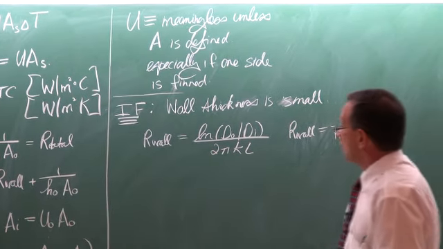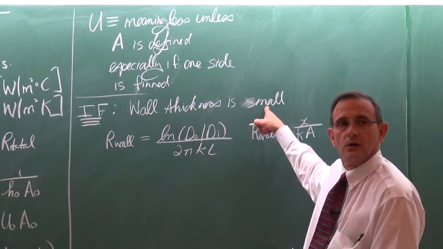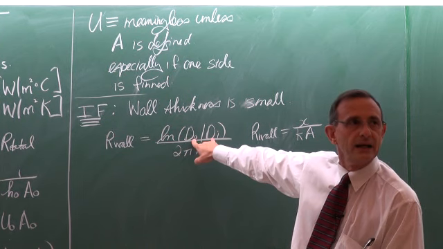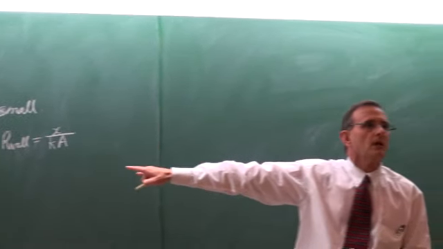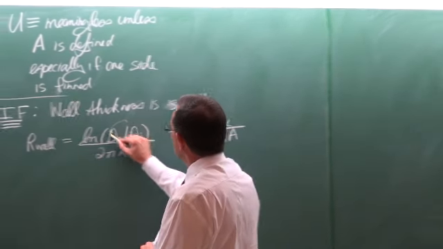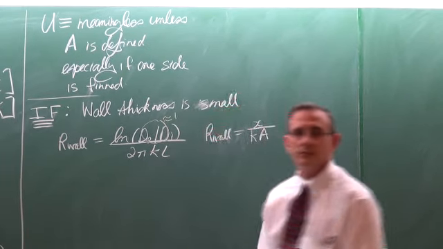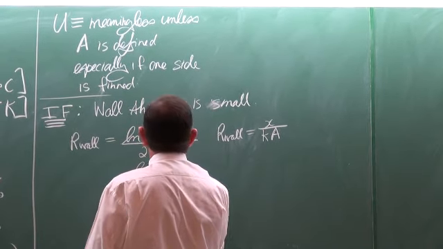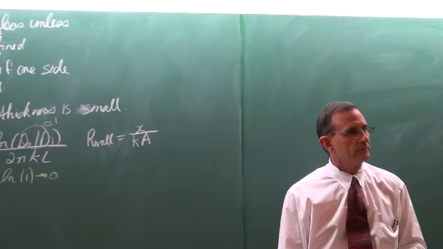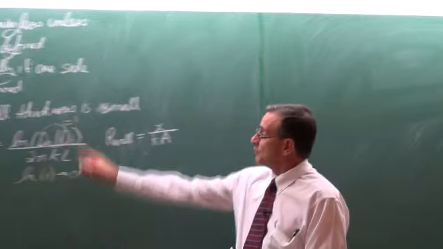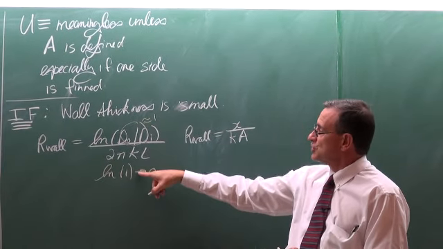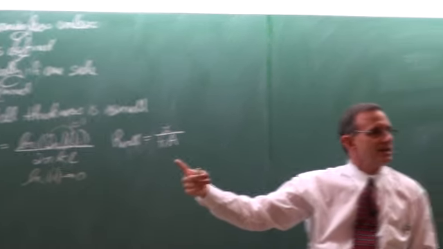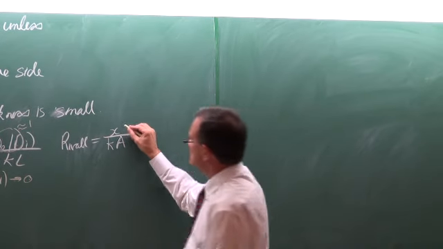Okay. If the wall thickness is small, then these two diameters are approximately the same. Do you agree? And therefore, this ratio is going to be approximately 1. Okay, and the ln of 1 is 0. So normally, if the wall thickness is very small, then this term is very, very small, and the resistance of the wall is negligible. And in this case, the same.